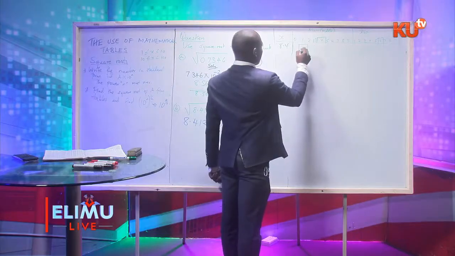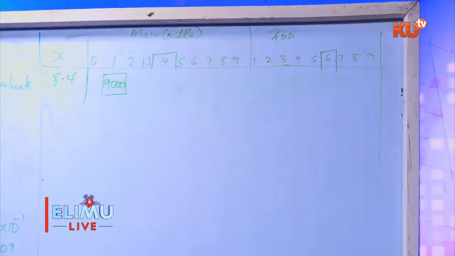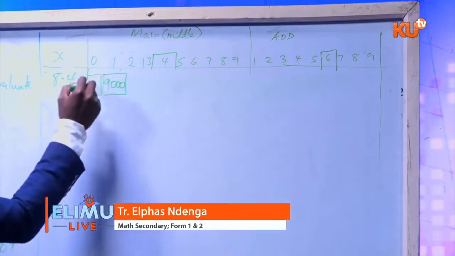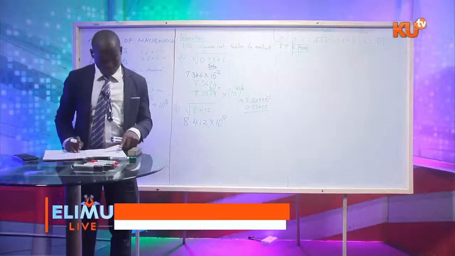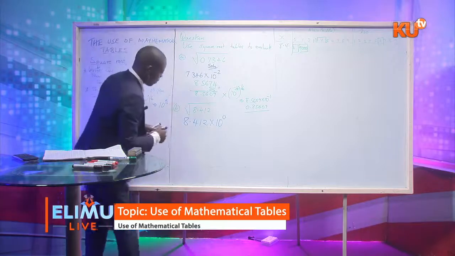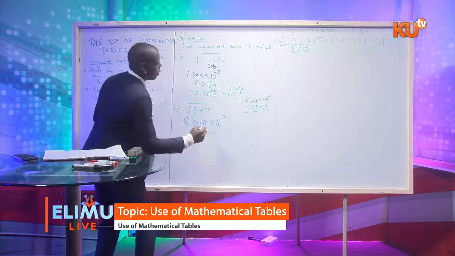At this point, we have 9,000. That is 8.41, that is 9,000. And at this point for 0, all the numbers here are starting with 2. So the numbers are starting with 2. Therefore, it means reading 8.41 in the table gives us 2.9000.